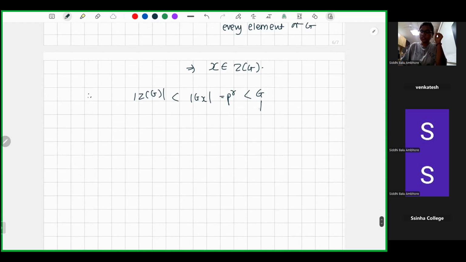So if my G is of order p power n, then this will have at most p power n minus 1. And then the order of Z(G) will be strictly less than p power n minus 1. That is, it will be of order p power n minus 2. Is this okay?